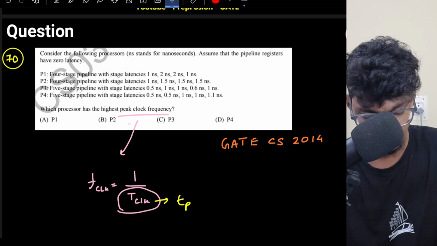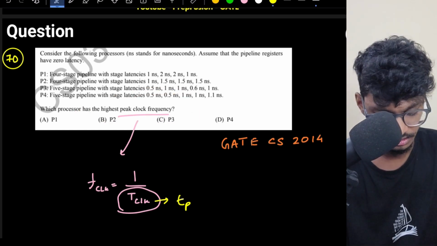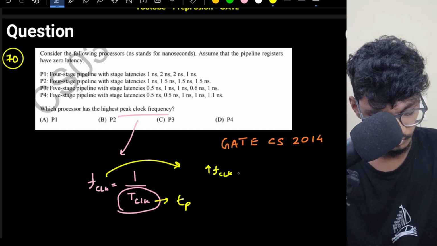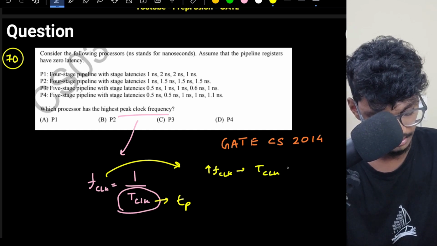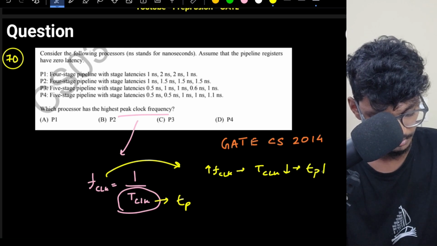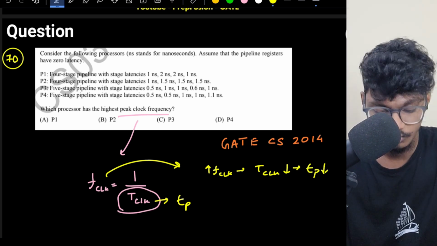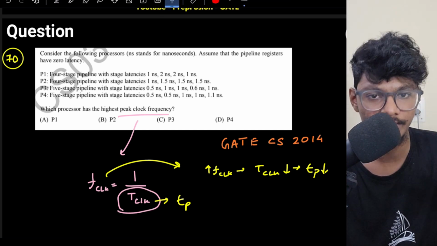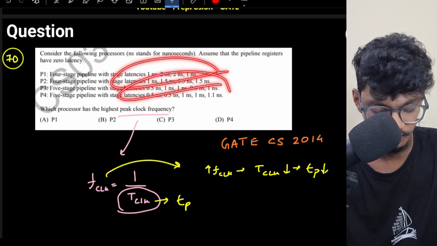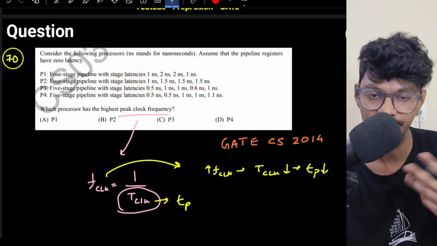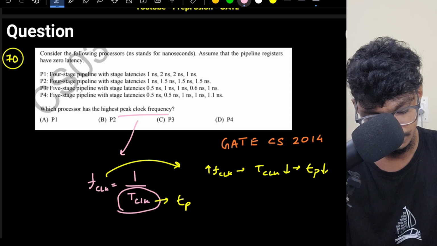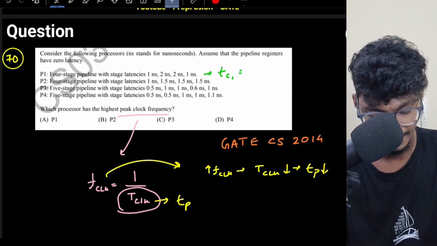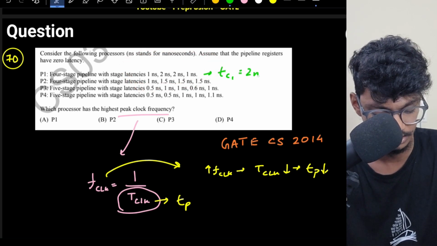They are asking me which one has the highest clock frequency. That means which one has the lowest clock time period, or the lowest pipeline time. So how do I determine the pipeline cycle time? I choose the maximum of all the stage latencies. Latency meaning delay. So for P1, what will be my cycle time TC1? It will be the maximum of all of this, that is 2 nanoseconds.